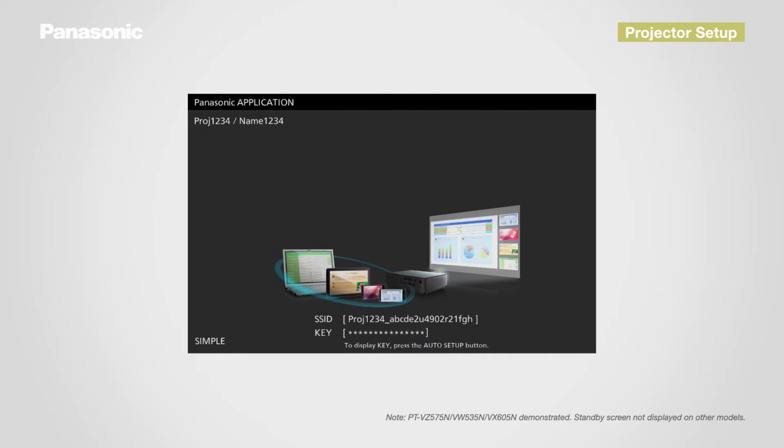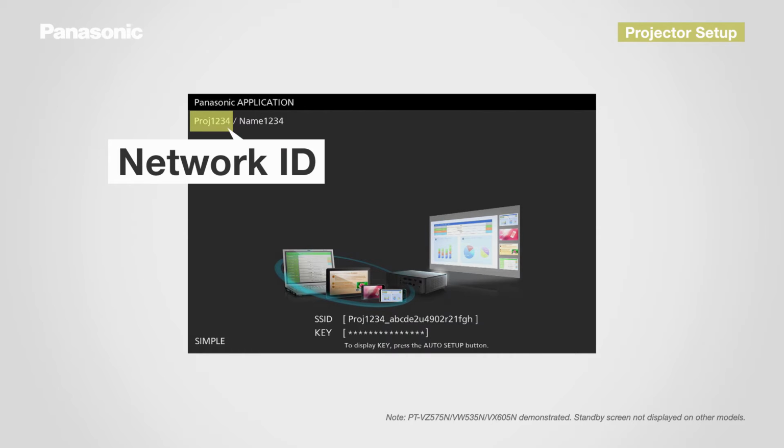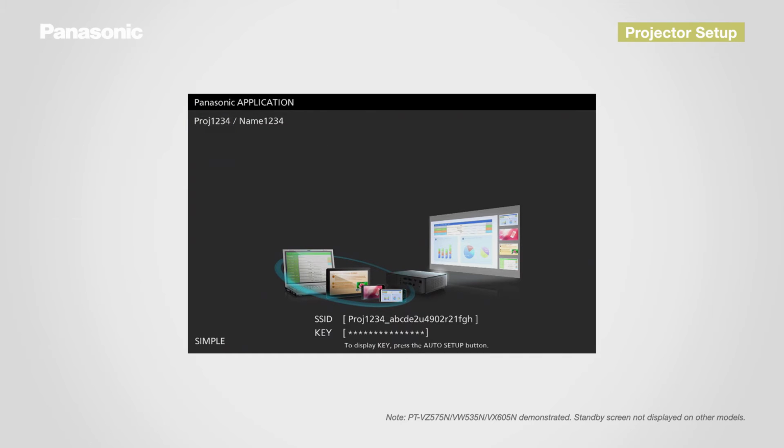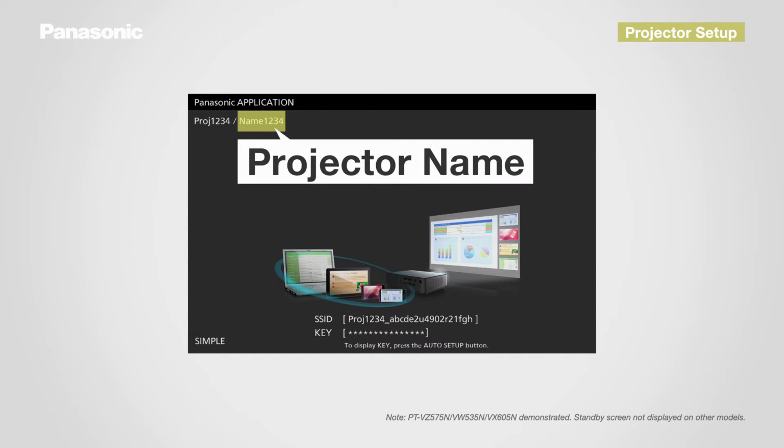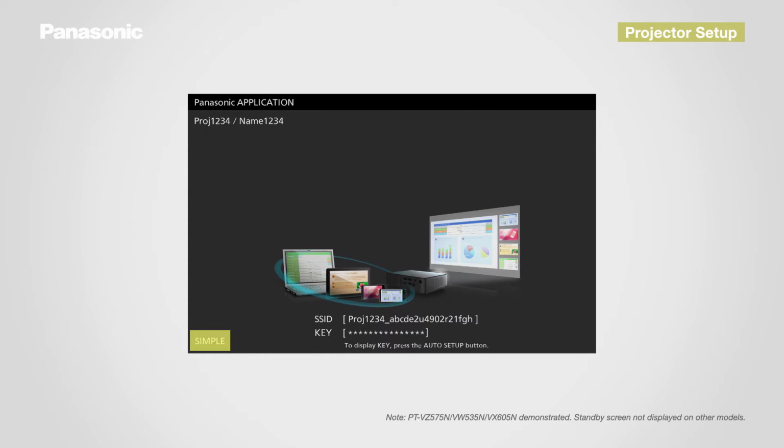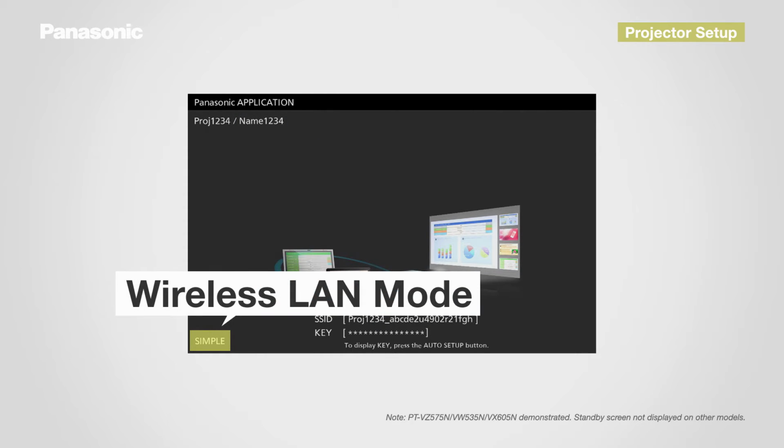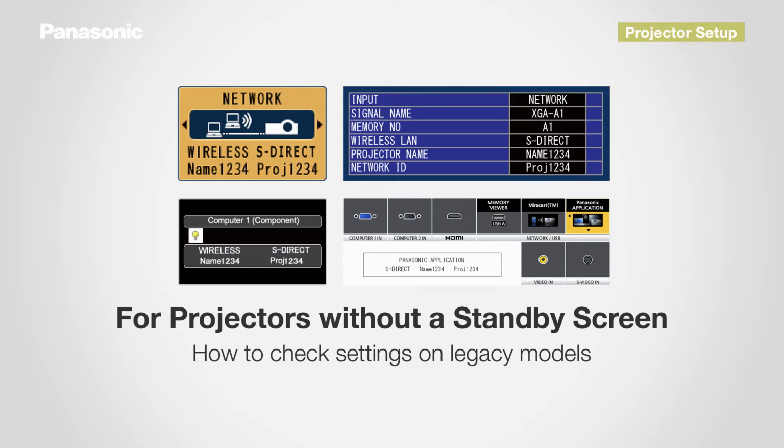Next, confirm the projector settings information: Network ID, projector name, and wireless LAN. Network ID is displayed on the upper left corner. Projector name is shown next to Network ID. This name can be changed to whatever you like, such as venue name. Wireless LAN connection setting is displayed in the bottom left corner. If you're using a flat panel display or a legacy projector without a standby screen, confirm the setting information in the Input Guidance or Settings menu.